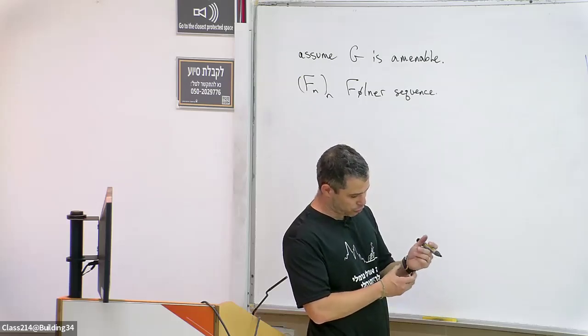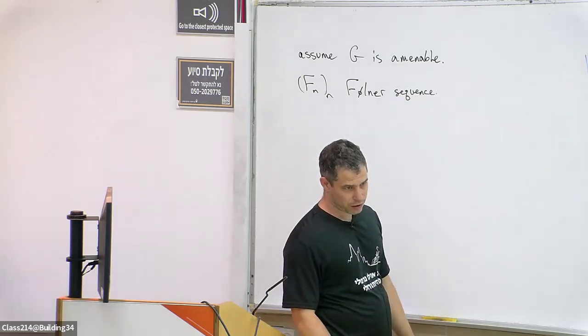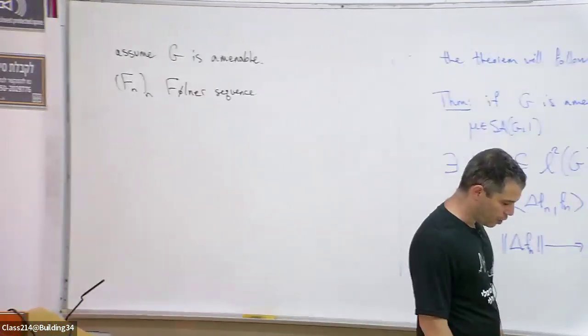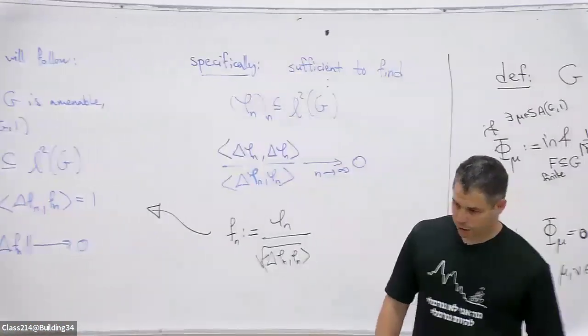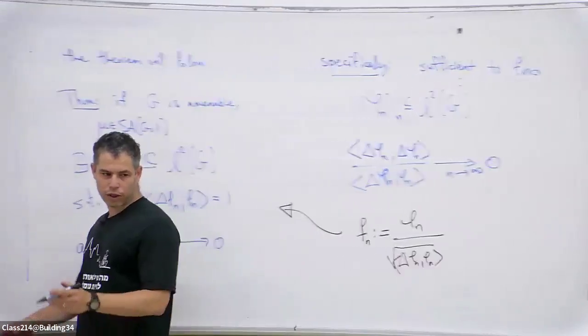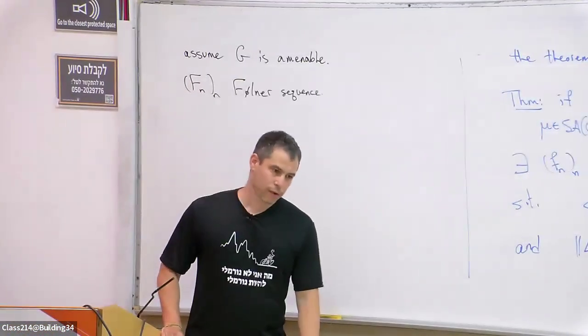Grigorchuk groups are all amenable. No, that was an example of a group which is not elementary amenable, because elementary amenable groups have a dichotomy. They don't have intermediate growth.